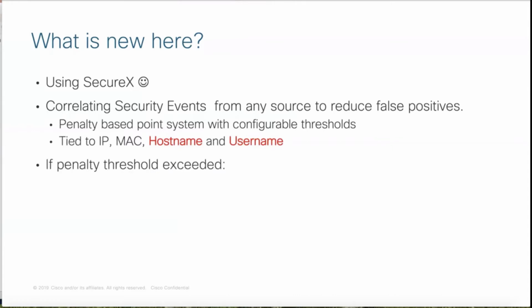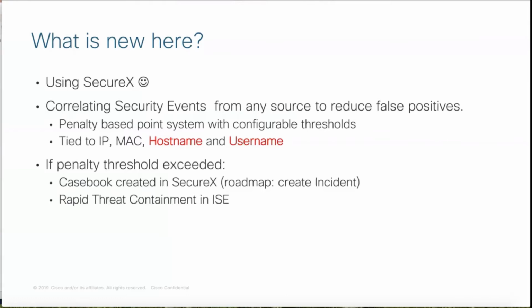And if the penalty threshold is exceeded, we are creating a casebook in SecureX. We have as a roadmap item to also create a SecureX incident. We are doing rapid threat containment in ISE, and we are doing rapid threat containment by AMP host isolation.